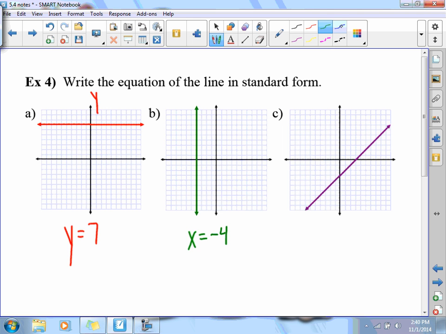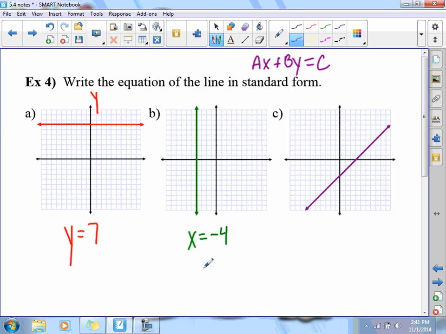So even when you're writing horizontal and vertical lines, they're still considered to be standard form, even though they're not really the ax plus by equals c format. We could put an x in front of the y, it would just be 0x. And we could put a y behind the x, it would just be 0y. Okay, so you still have the x's and the y's, they just have zeros in front of them, so we take them out of the equation. So anytime you write a horizontal or vertical equation, it's in standard form automatically.